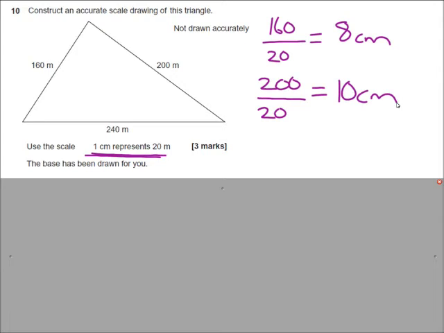The third line, the 240 meters, has been drawn for us, but just to show you, that line should be 240 divided by 20. It should be exactly 12 centimetres long, and we can check that in a second.